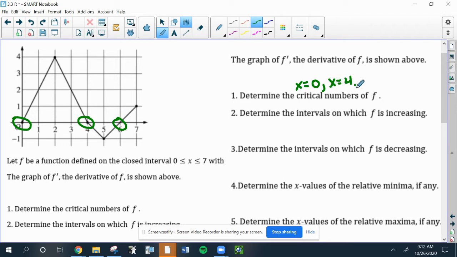Now remember those, because if in question number 4 and 5 you're looking for the relative extrema, if you get any of them, they better occur at 0, 4, or 6. So the next question, where is F increasing? F is increasing where F prime is positive. And then the next question, where is it decreasing? A function's decreasing where its derivative is negative. So we can answer both those questions together.